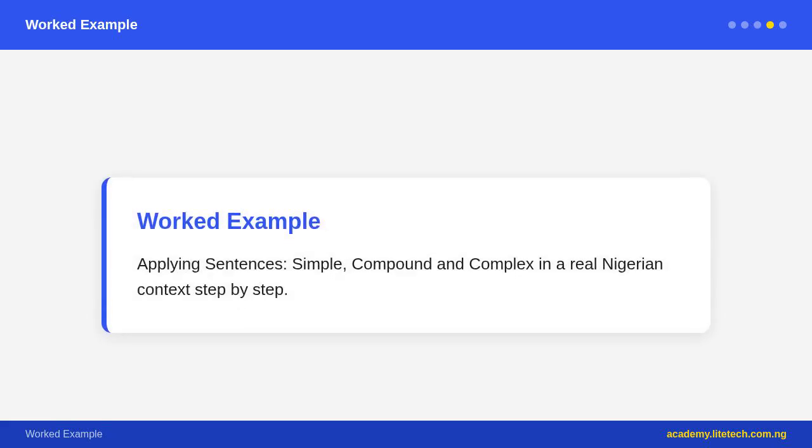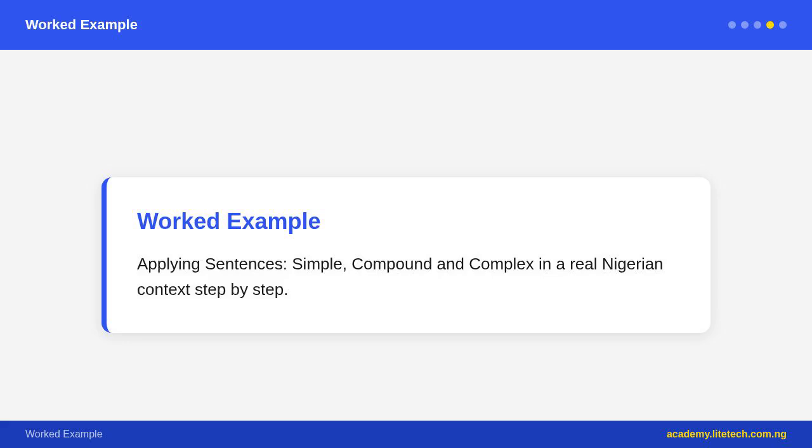Compound-complex sentence. A compound-complex sentence contains two or more independent clauses and at least one dependent clause. Example: she studied hard because she wanted to pass, and she achieved her goal. Independent 1: she studied hard. Dependent: because she wanted to pass. Independent 2: she achieved her goal.